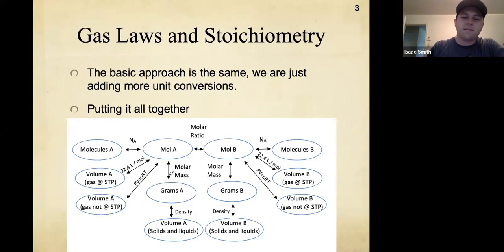Before, what we've done mostly is gone from grams of A to moles of A to moles of B and then to grams of B, right? This is the mass calculation that we did all the time. But there are other ways we can get to moles, depending on what we're starting with. If we start with molecules, we use Avogadro's number. If we start with grams, we use molar mass. And we could also start with volume.